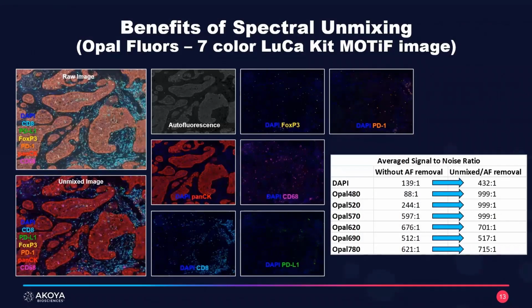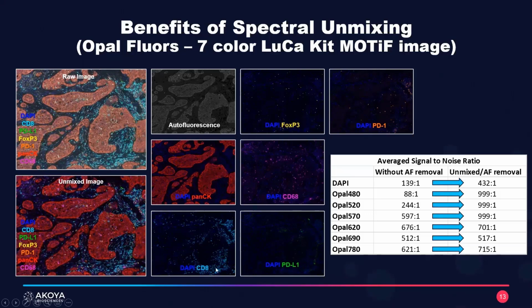On this slide, you can see the results of spectral unmixing. So you can see there's a huge difference between the raw image in the upper left compared with the unmixed image in the bottom left here. You can see in all these other panels how clean each image looks. You don't have any crosstalk from any other markers. For instance, in this cytokeratin image, the image that you see is really just cytokeratin alone. You don't see any contribution from any other markers.